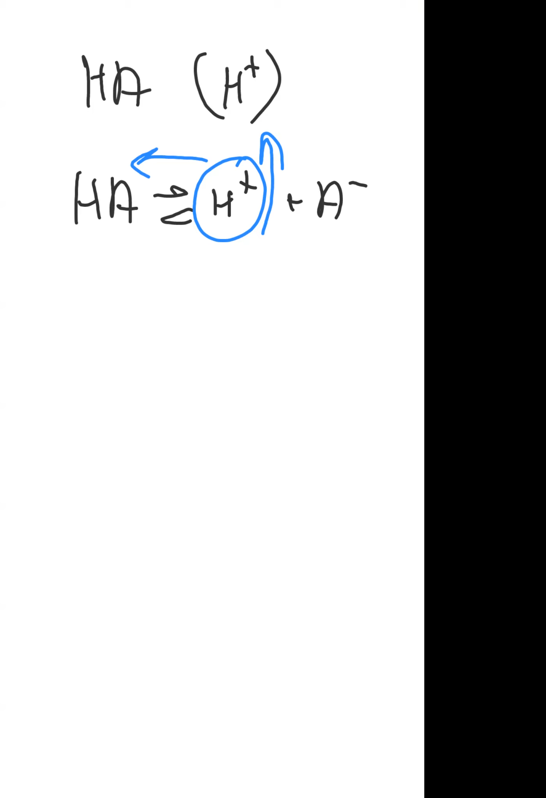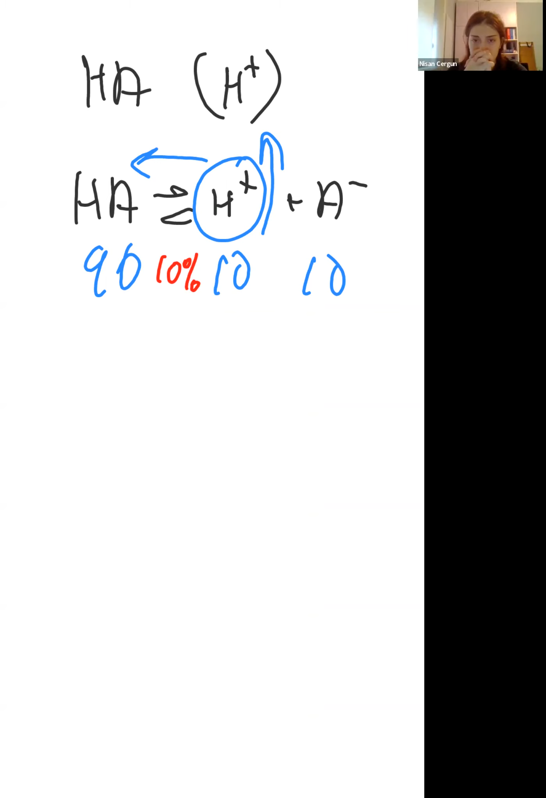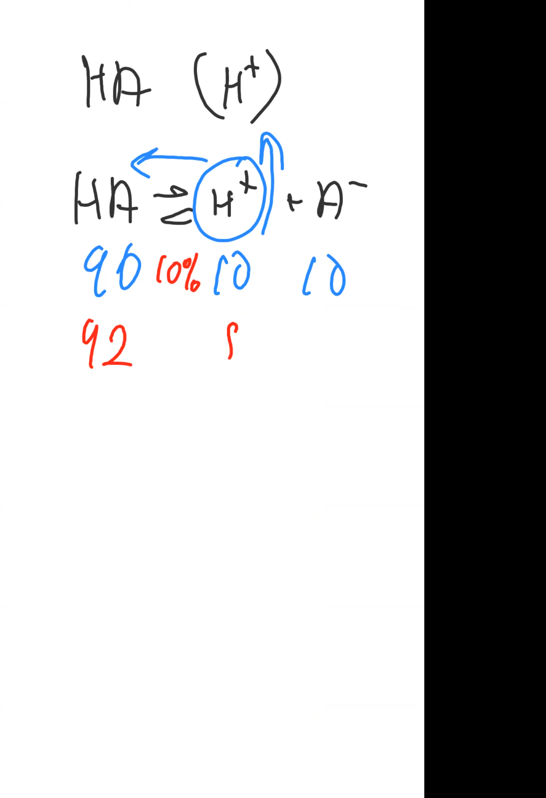Let's say we have 10 ionized and 90 unionized, a weak acid. We have initially 10% ionization. After shifting to the reactant side, let's say 92 and 8 and 8. What happened? The ionization percentage decreases to 8%.